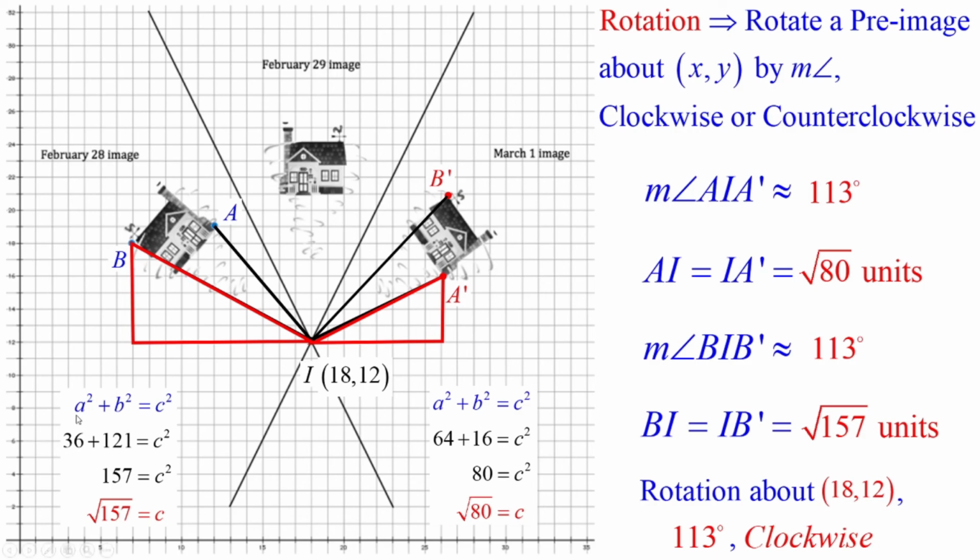And what Carlos discovered right here, and this is big in geometry, is that a rotation is the equivalent of the reflection over two lines. So if I reflect and reflect again, that gives me the image of a rotation. And where your lines of reflection intersect, that will always be the point of rotation.